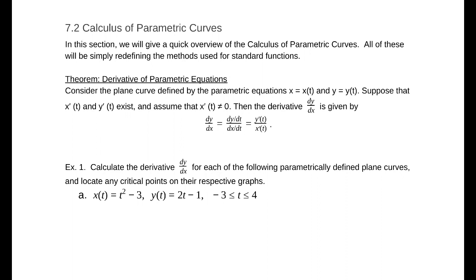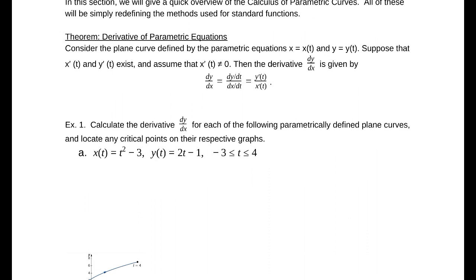Consider the plane curve defined by the parametric equations x and y in terms of t. Suppose that the individual derivatives, x prime of t and y prime of t, these are with respect to t, exist, and the derivative of x is not 0. Then the derivative dy/dx is given by this equation right here. dy/dx is dy over dt, the derivative of y with respect to t, divided by the derivative of x with respect to t, which is y prime over x prime. Now you can sort of view this as the differentials, the dt's, canceling, but that's not exactly what's happening, but that is one way to remember what's going on there.